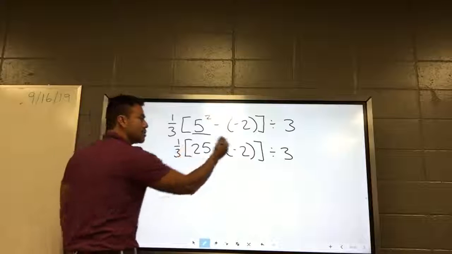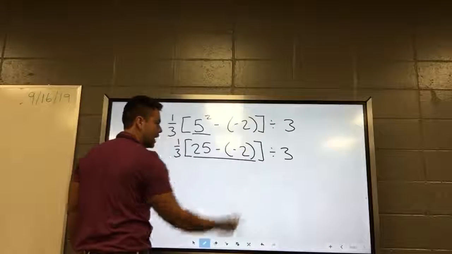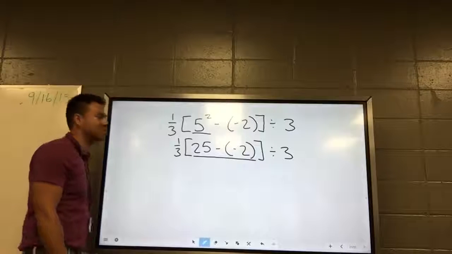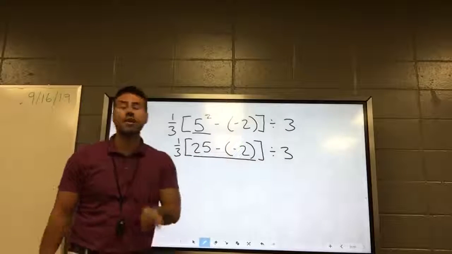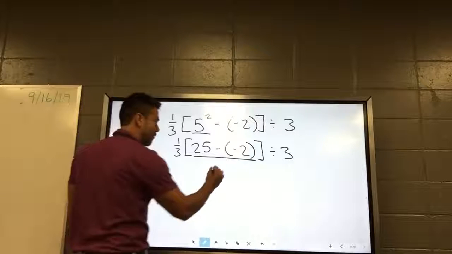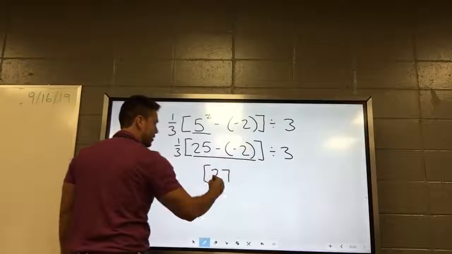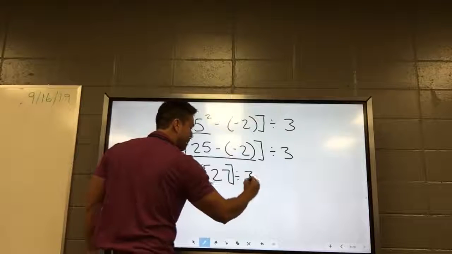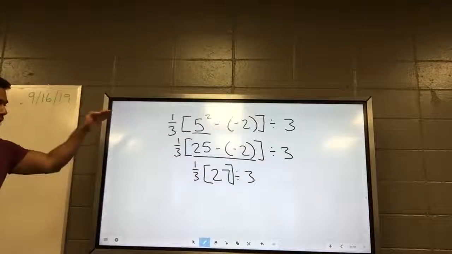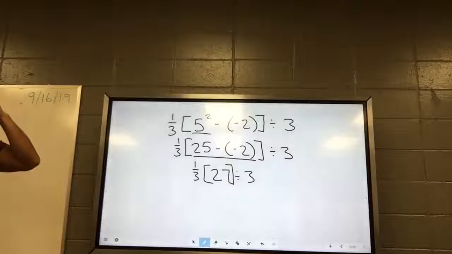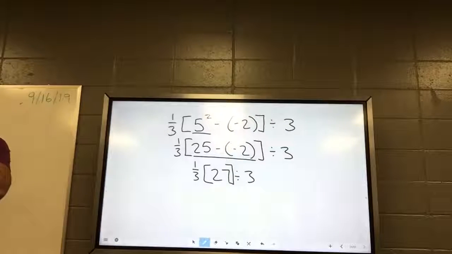All right, look at the brackets. Can I do that? Yes. What's 25 minus negative 2? It's also known as 25 plus 2, which is a big fat 27. And I'm writing this down. I'm actually writing this down on my paper. On my work, I actually write every single thing I did. It's called a justification. That means, how can I tell these students how to do this problem? Show them.